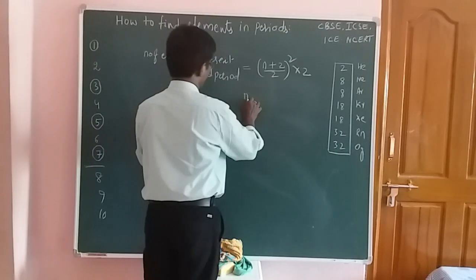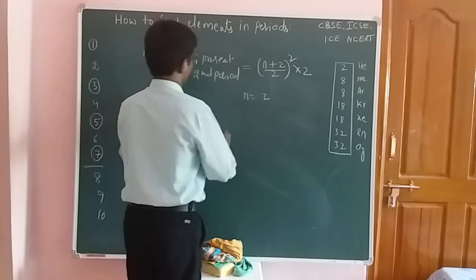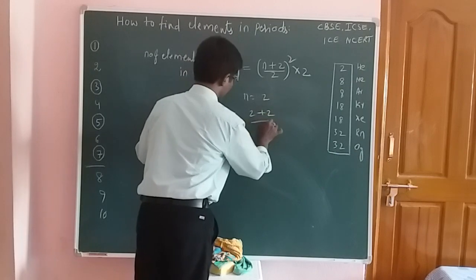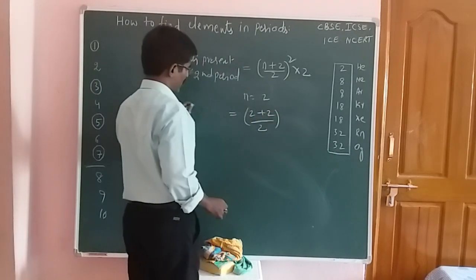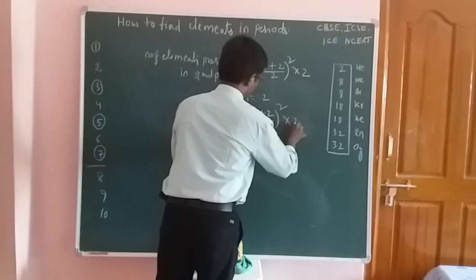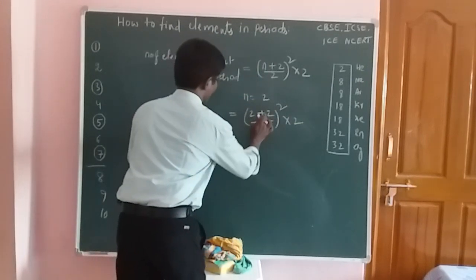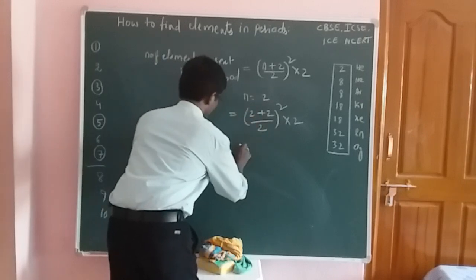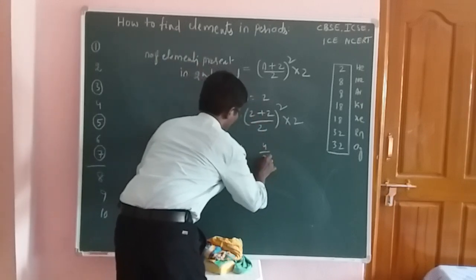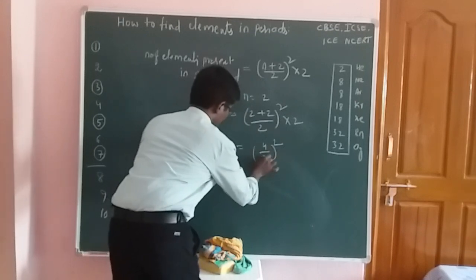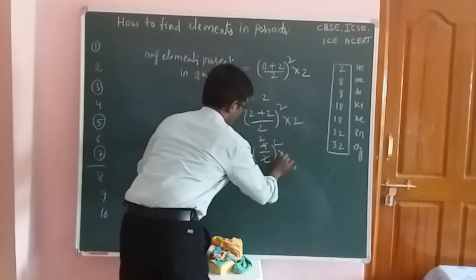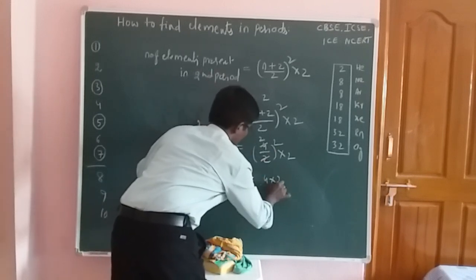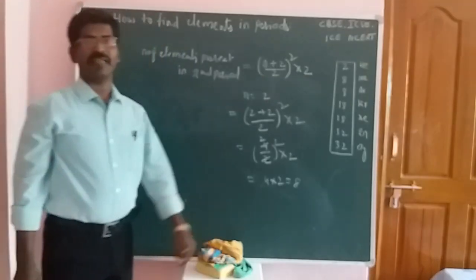Now here n is equal to 2, so that means 2 plus 2 upon 2 whole square into 2. Okay, students. Now here 4 by 2, that means after cancellation you are getting 2. So 2 whole square, students. Now here 2 twos are 4, into 2, means actually 4 into 2. So that is 8 elements.